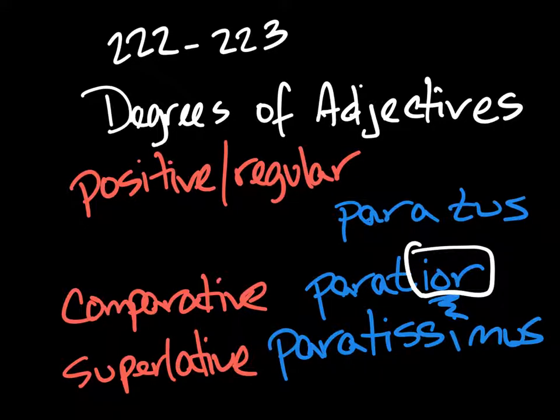Comparative adjectives, the more prepared form, have an ior plus third declension endings. And then the superlatives always have a double something. This is most prepared. So we have prepared, more prepared, most prepared.